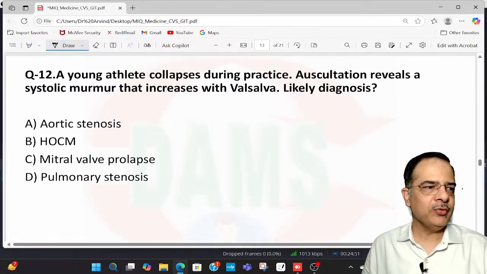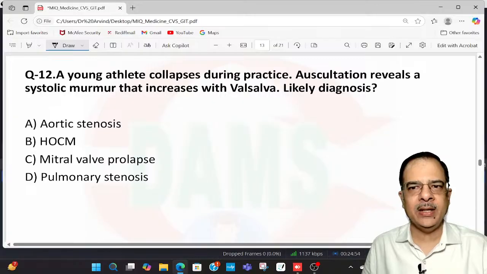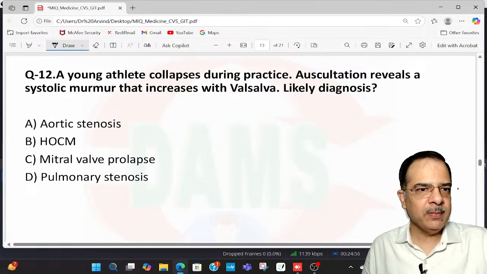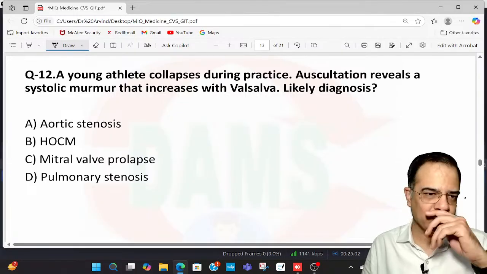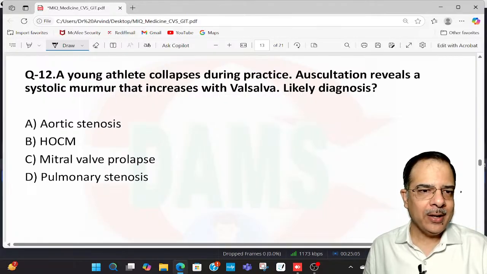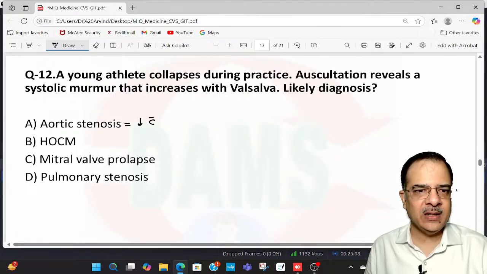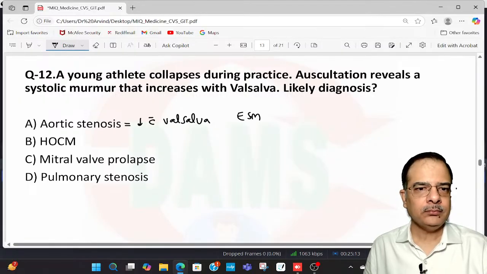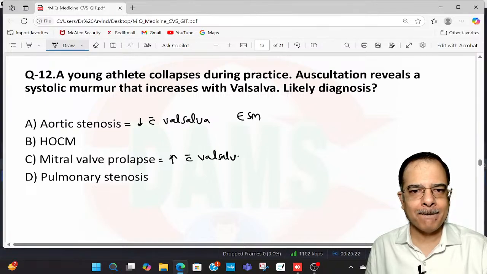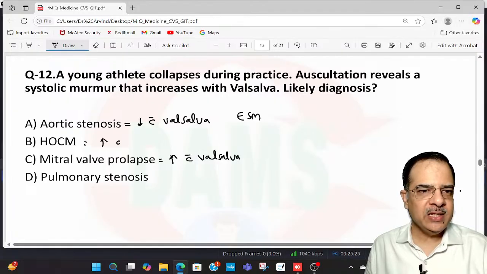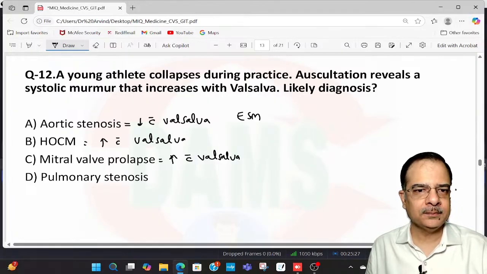All right, now come to question number 12. A young athlete collapsed during practice. Auscultation revealed a systolic murmur that increases with the Valsalva maneuver. Likely diagnosis? So this is clear cut. Aortic stenosis, an ejection systolic murmur, decreases with Valsalva. Mitral valve prolapse also increases with Valsalva. HOCM increases with Valsalva. Pulmonary stenosis decreases with Valsalva.